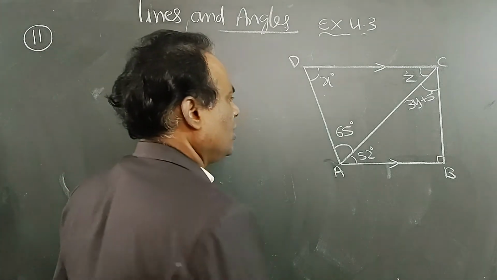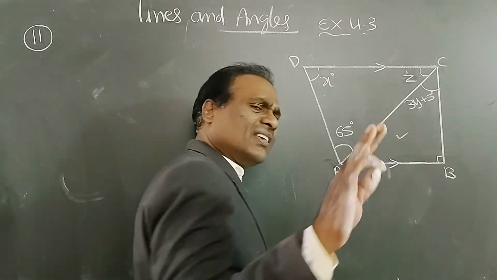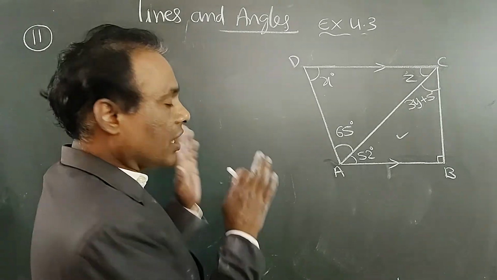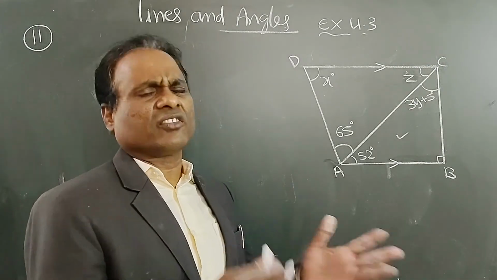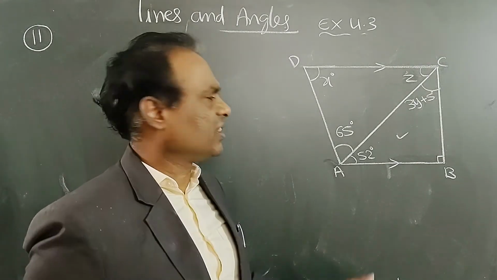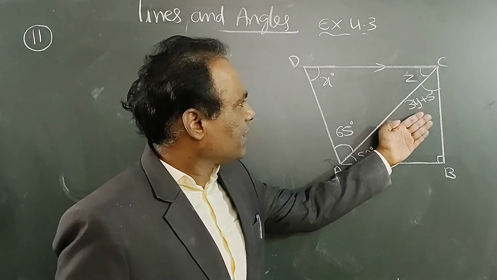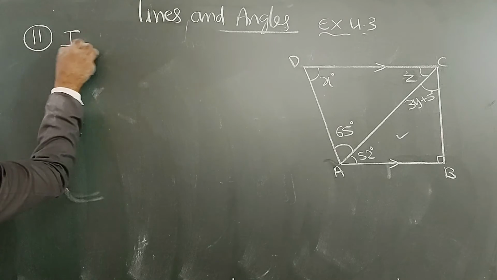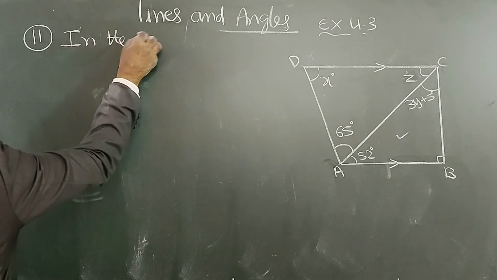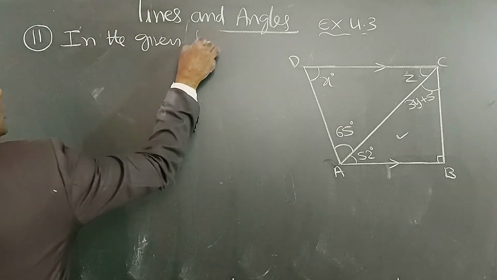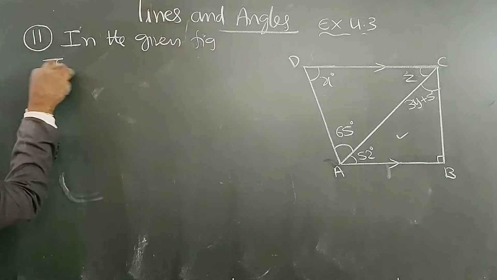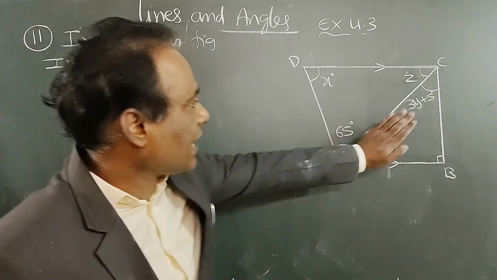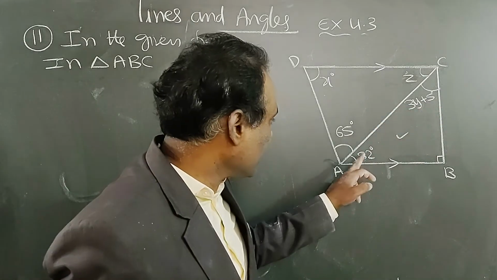Students, carefully observe this. As I said, there are many ways we can solve the problem. It is not that only one method is applicable. Various methods we can apply. So I will explain one method. I am taking this triangle ABC. In the given figure, in triangle ABC, I am taking the ABC triangle only.